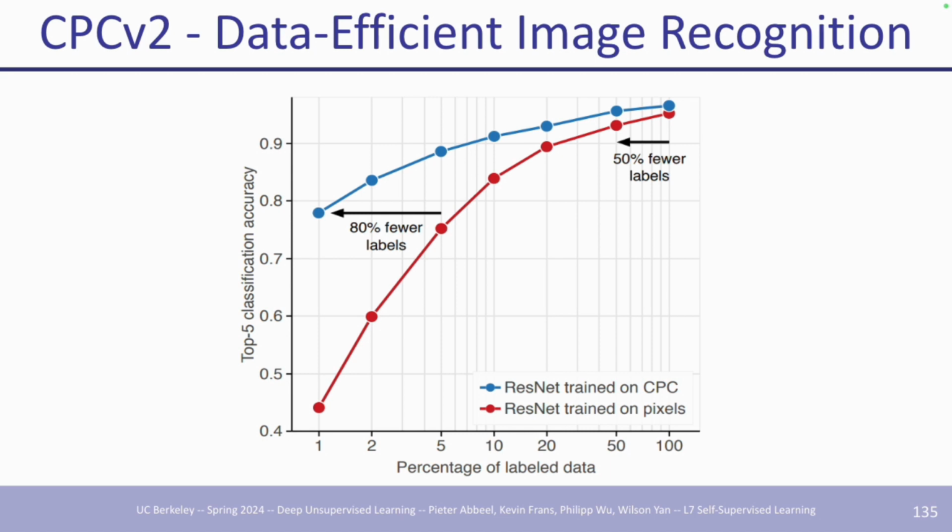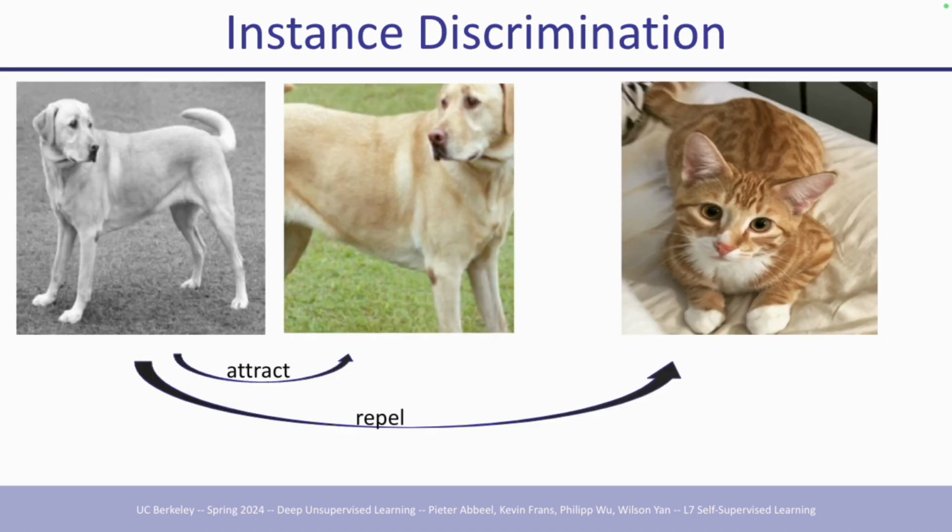Cool. So that's CPC. And next we'll investigate instance discrimination. What we were looking at before is we were trying to contrast part of an image with another part of that same image. But what we'll now do instead is look at an image, in this case the dog, and compare that against other instances of the same dog versus completely different images.